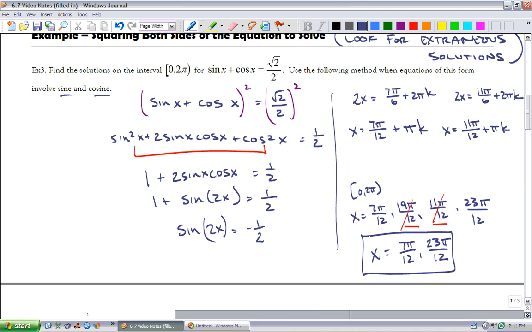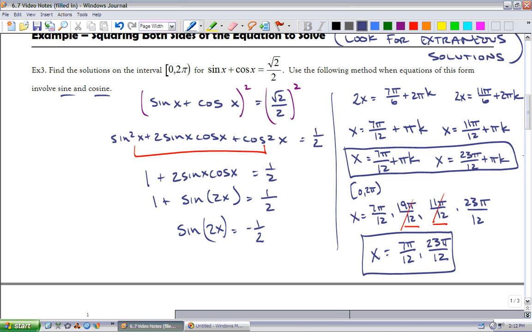Now that's going to modify our general solutions, and so we need to come back up here and modify those there. And what we could do is just rewrite our solution as 7 pi over 12 plus pi k. I know that would be a solution because the 7 pi over 12 is, and the period of sine 2x would be pi, and 23 pi over 12 plus pi k. And those would be my only two general solution sets.